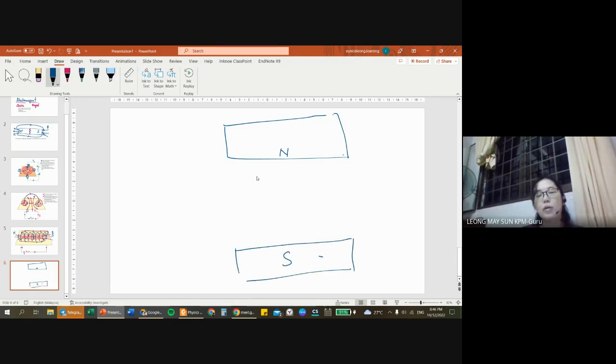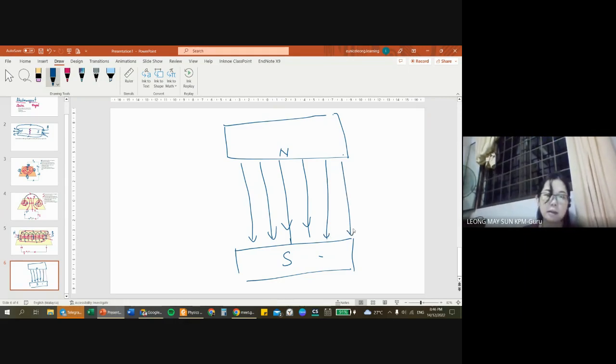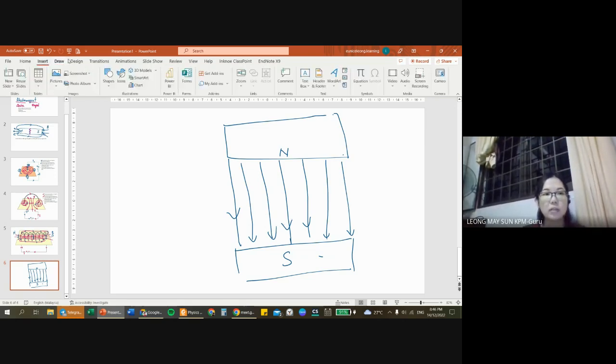So naturally this is a permanent magnet. The magnetic field lines will move from north towards south. You can see that it's almost similar to the electric field lines, whereby it bends a little bit at the sides, but in the middle it's supposed to be a straight line, parallel, downwards.